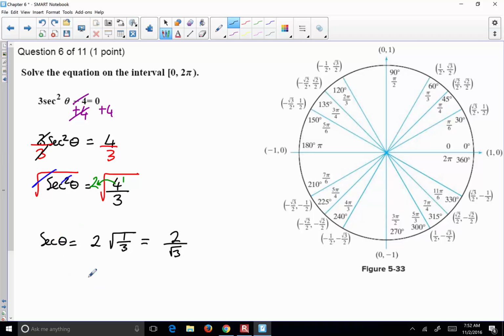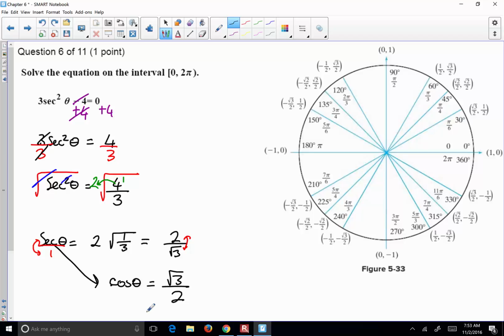So let's flip secant. What happens if you flip secant? This is actually 1/cosine, so I'm going to flip it to cosine theta equals, so I'm flipping secant into 1/secant, which is cosine, and I need to flip this side too. It is √3/2. However, I have made a mistake. I missed a spot. Not a big mistake, a major mistake actually.